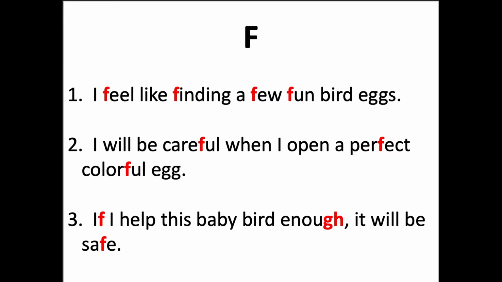If a child was working on the medial F sound, they would say sentence number 2 when it was their turn. I will be careful when I open a perfect, colorful egg. They would practice 3 medial F sounds in that sentence. And then the third sentence would be for a child working on final F sounds. If I help this baby bird enough, it will be safe. They would practice the final F sound 3 times.